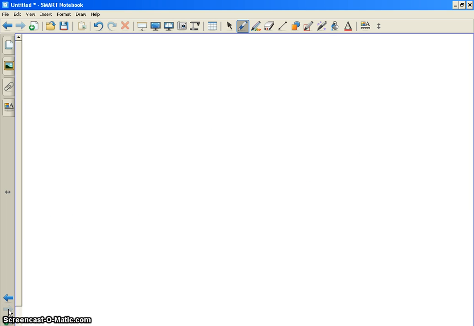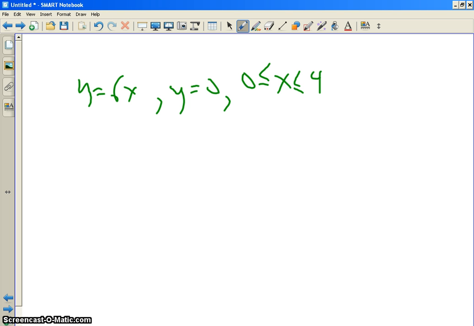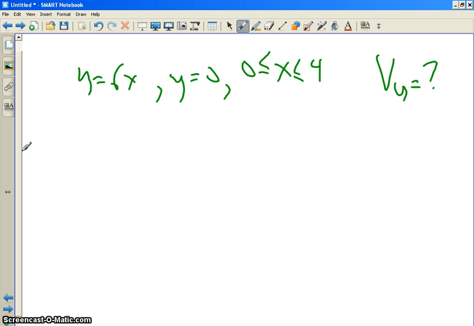Let's see. Let's say I give you y equals rad x, and I want the region bounded by the x-axis from 0 to 4 in x, and I want to find the volume of revolution about the y-axis. That's the question. Okay, and we've seen this graph before, but we didn't ask the same question yet. So let's graph this. It's always nice to see what you're doing.